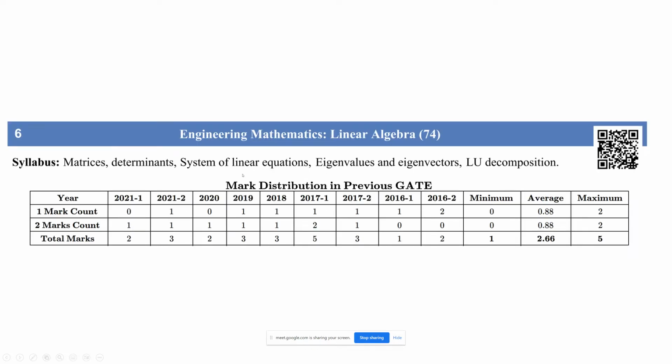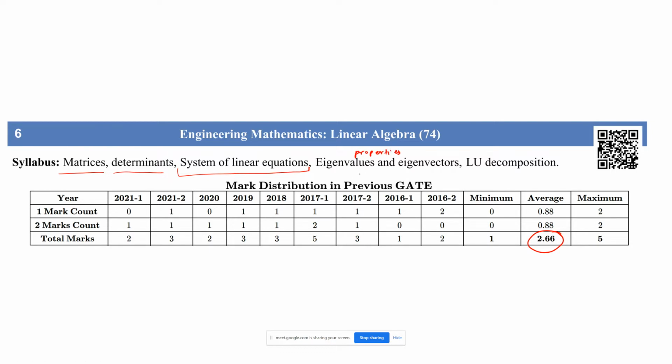Then I was flashing the mark distribution from linear algebra over the past 5 years in GATE CSE. What we see here is on average you can expect around 2.6 marks from this topic, and the syllabus of this topic is also not very vast. All you need to understand is some properties of matrices, properties of determinants, and how to solve system of linear equations. Then you have eigenvalues, eigenvectors. Here more than the concepts, the properties of eigenvalues and eigenvectors are very important.